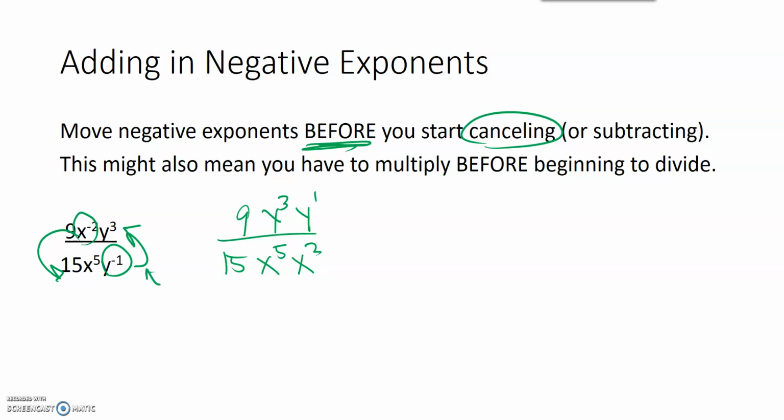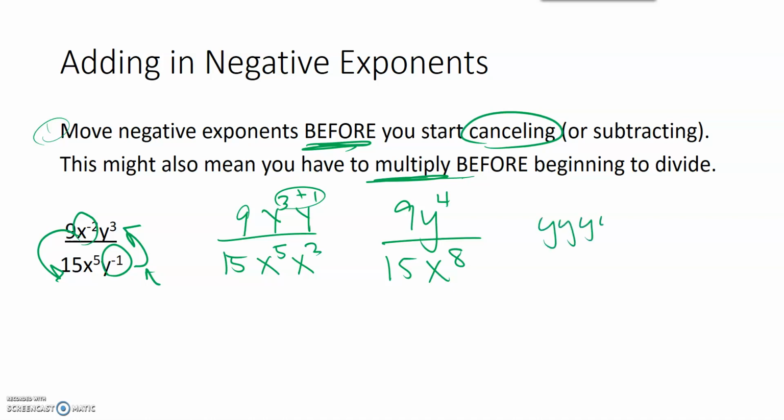Now here, I've moved my negative exponents first, but now I'm going to multiply them together. So I have 9y to the 4th, and remember when we multiply, we add our exponents, over 15x to the 8th. Now if I look at this one, I can write out my 4 y's, and I can write out my 8 x's, but is anything going to cancel? No. So really, I'm going to leave it y to the 4th over x to the 8th.